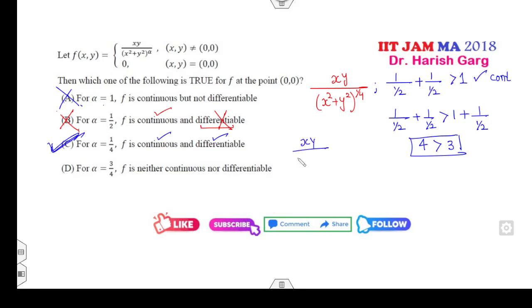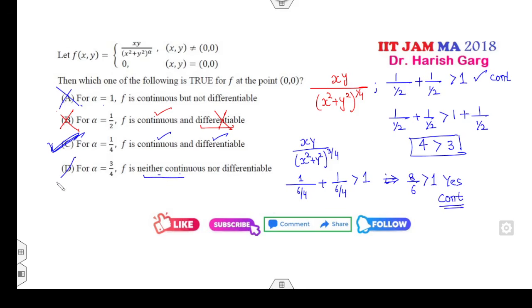Look at the last one. xy x square plus y square is 3 by 4. So it is a 1. It is my 6 by 4 plus 1 6 by 4. Is it greater than 1? So we will see. It is my 8 by 6. Is it greater than 1? Yes. So that means this function is continuous. But he said neither continuous nor differentiable. The right answer is C is the correct answer of the problem.